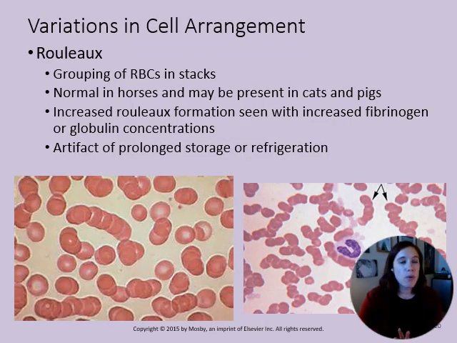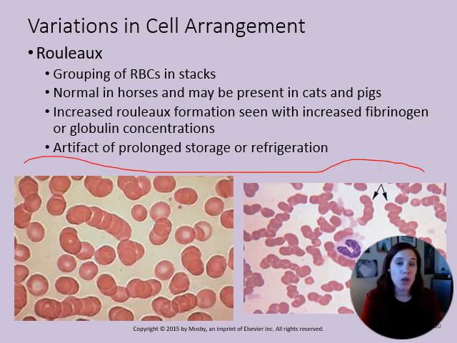Okay, it's important for us to understand the variations in cell arrangement. So there's something called a rouleau, which is the grouping of red blood cells in stacks. These pictures are an example of that rouleau. They kind of look like stacked coins, like if you were to take a roll of coins and just lay them out, it'd be like rouleau. This is normal in horses, and it may be present in cats and pigs.